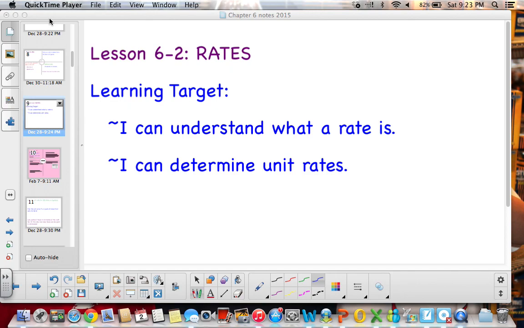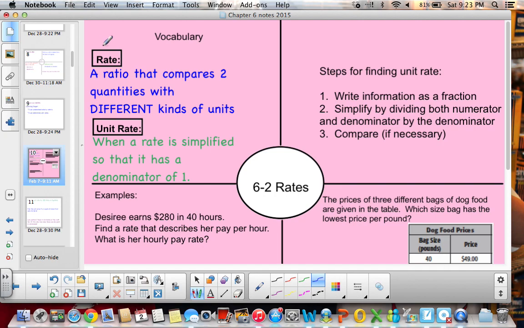So go to your next page in your notebook and write this on the top. The learning target is I can understand what a rate is, and also I can determine unit rates. So a rate, a vocabulary word you want to write in your notebook, is a ratio that compares two quantities with different kinds of units.